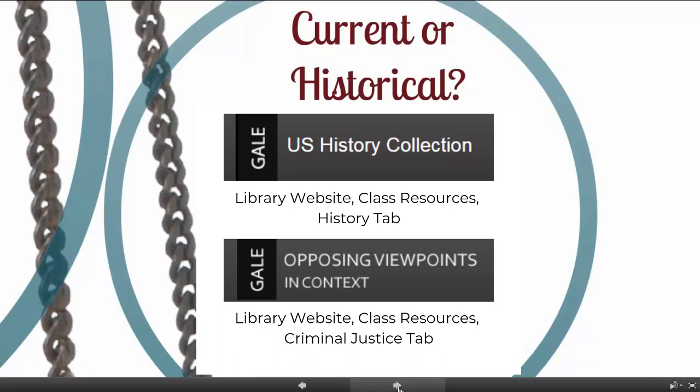Maybe you're taking a business ethics class, and your assignment is to write a paper about business principles. Well, you could study business principles from the 18th century, or you could study business principles from the 21st century. Depending on what you're looking for, you can check out these two different databases. They're both available on the library website.